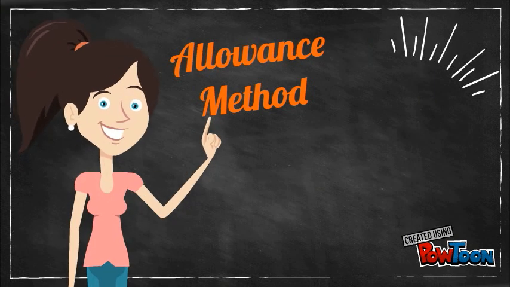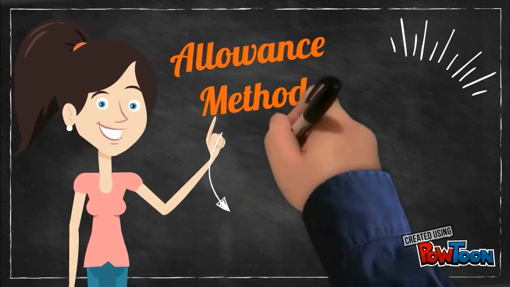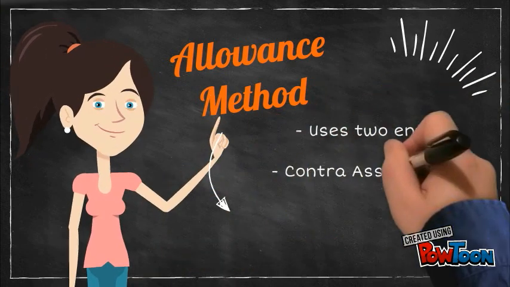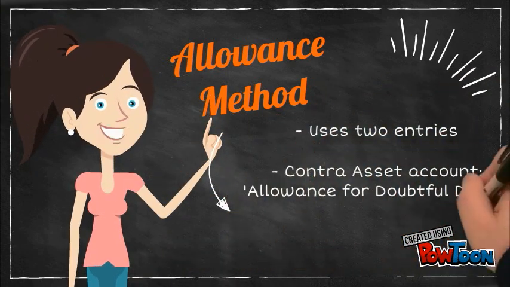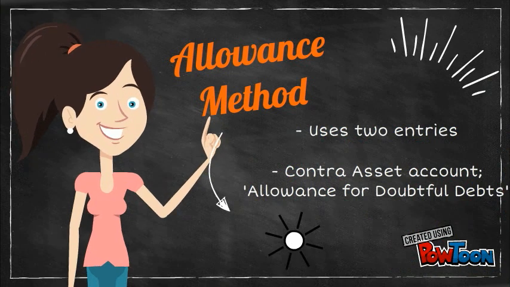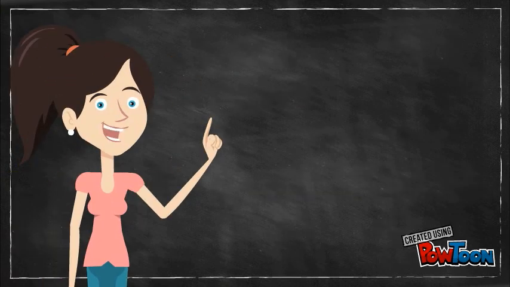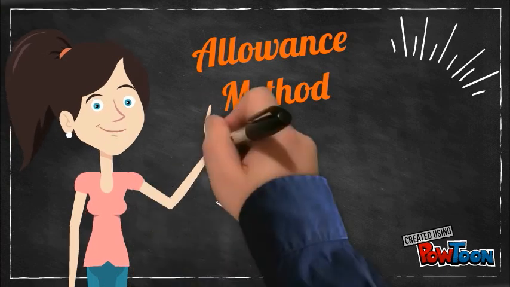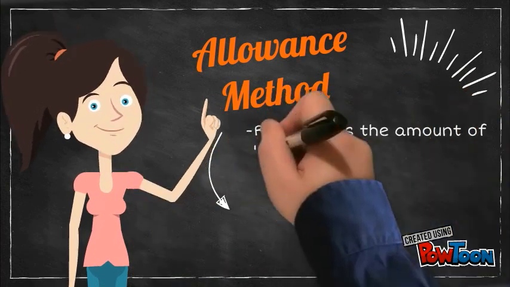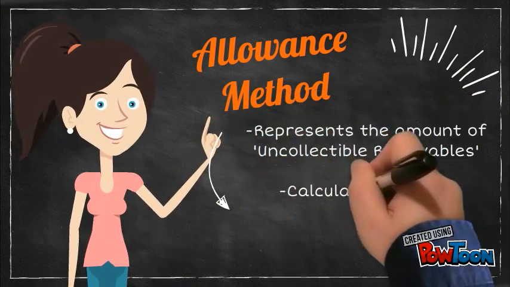The allowance method uses two entries to record the bad debt expense, requiring the company to set an allowance for uncollectible receivables. Similar to the sales returns and allowances account, the company must create a contra asset account, the allowance for doubtful debts account. This represents the amount of uncollectible receivables and is calculated from past experience using percentages.